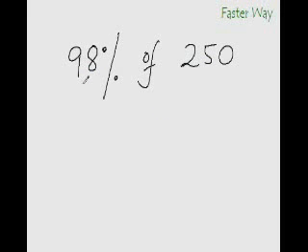Now find out what is 98% of 250. 98% is nothing but 100% minus 2%. 100% of 250 is 250 and 1% would be 2.5. Decimal will shift 2 places towards the left. So 2% would be 5. So 250 minus 5 would be 245. That is what the answer is.